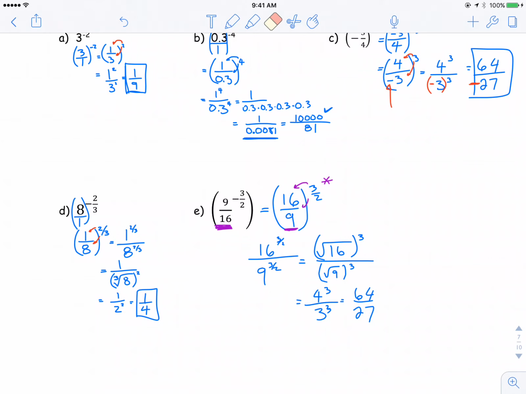Practice, practice, practice. Play with these numbers, play with these fractional exponents, play with these negative fractional exponents. The only way you can get better at doing these questions is by practice.